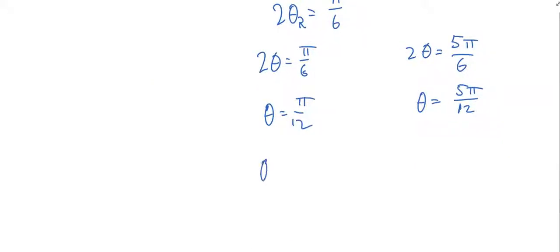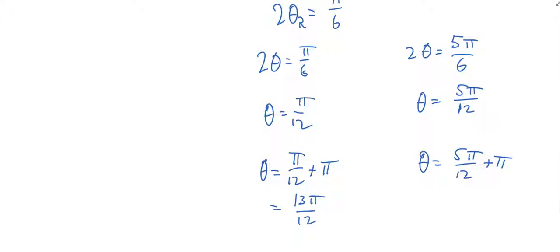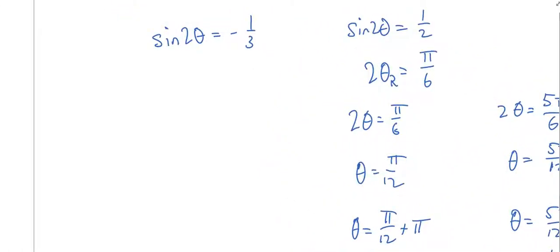And theta also equals pi over 12 plus pi, and theta also equals 5 pi over 12 plus pi. So this one we saw before, 13 pi over 12. And this one is 5 pi plus 12 pi, so 17 pi by 12. Those 4 are done. But we're not done. We still have this whole other side.